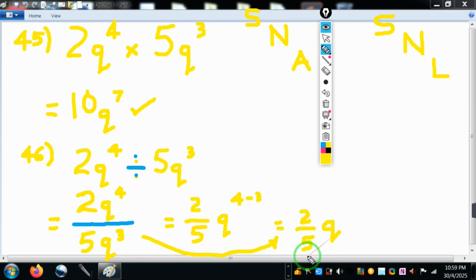Power 1 is just only power 1, so no need to write the power 1. And put a straight line with your ruler. Done. 100% correct. You see, very different, you know. 2q to the power of 4 times 5q to the power of 3 is 10q to the power of 7. 2q to the power of 4 divided by 5q to the power of 3 is 2 over 5q.